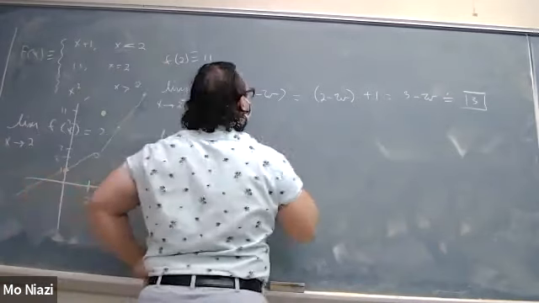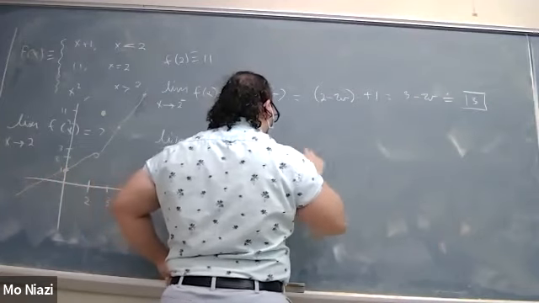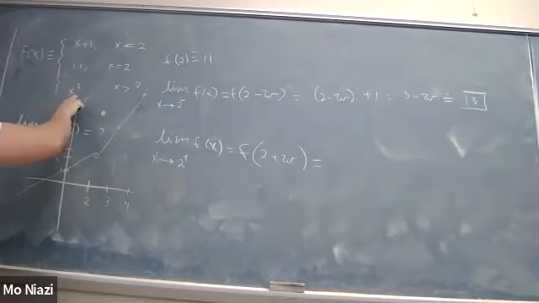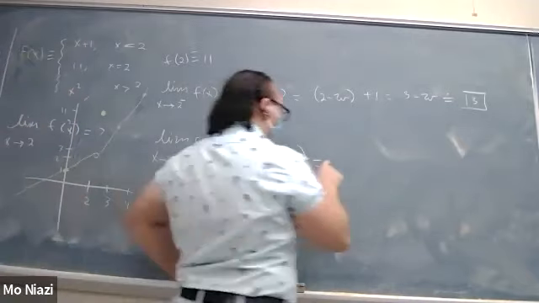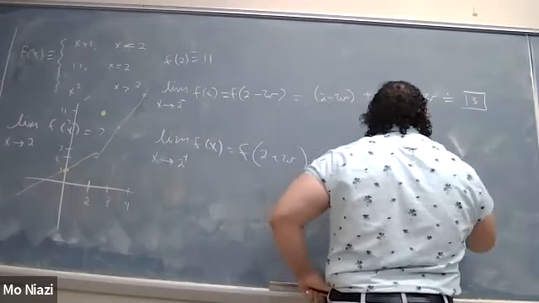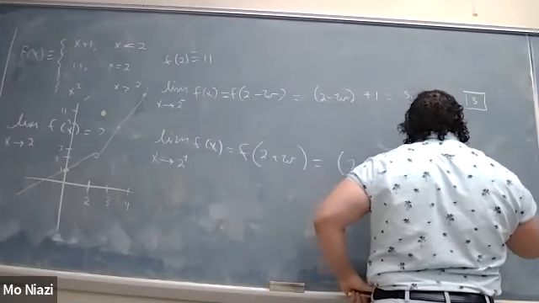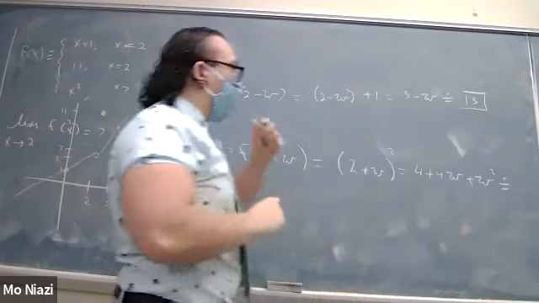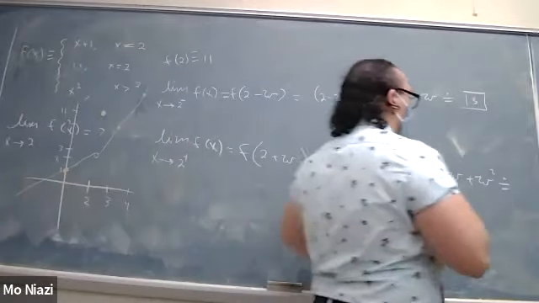That's the same thing as evaluating the function at 2 plus omega. But for values slightly to the right of 2, we activate the quadratic expression. So we get 4 plus 4 omega plus omega squared, which renders the real result 4.